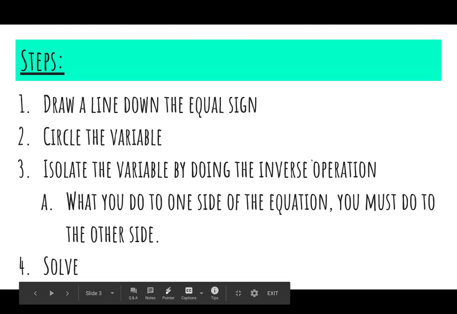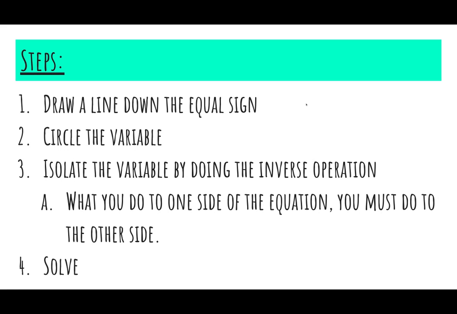So here are your steps to solving one-step equations. Step 1, you're going to draw a line down the equal sign. Step 2, you're going to circle the variable. Step 3, your goal is to isolate the variable by doing the inverse operation. Remember, isolate means to get it by itself, and you're going to do the opposite operation. Then just remember, whatever you do to one side of the equation, you have to do to the other side of the equation. You have to balance out that equation. And then from there, step 4 is to solve.